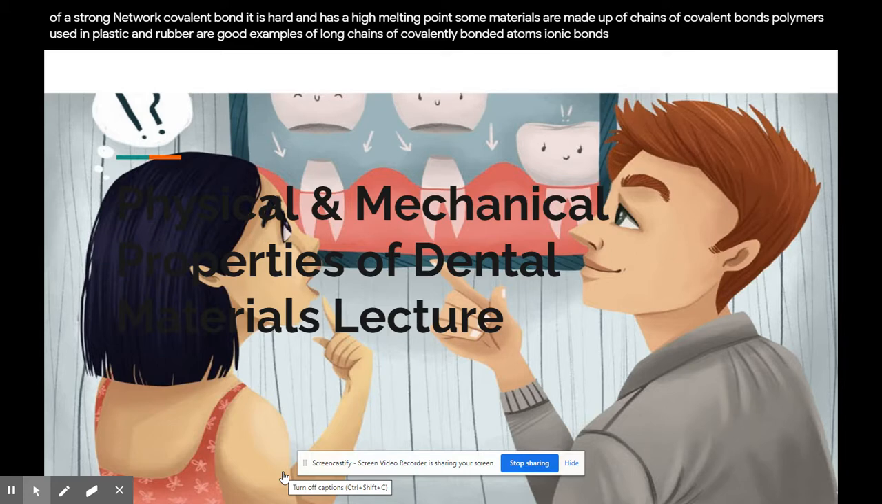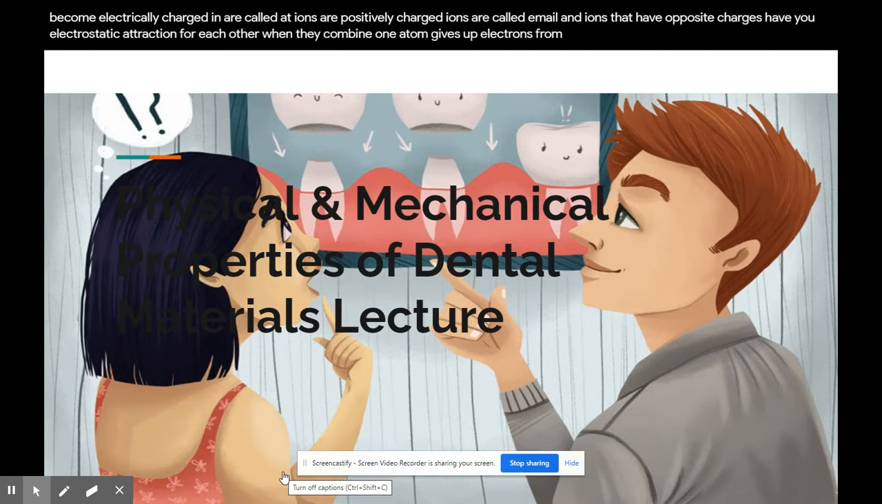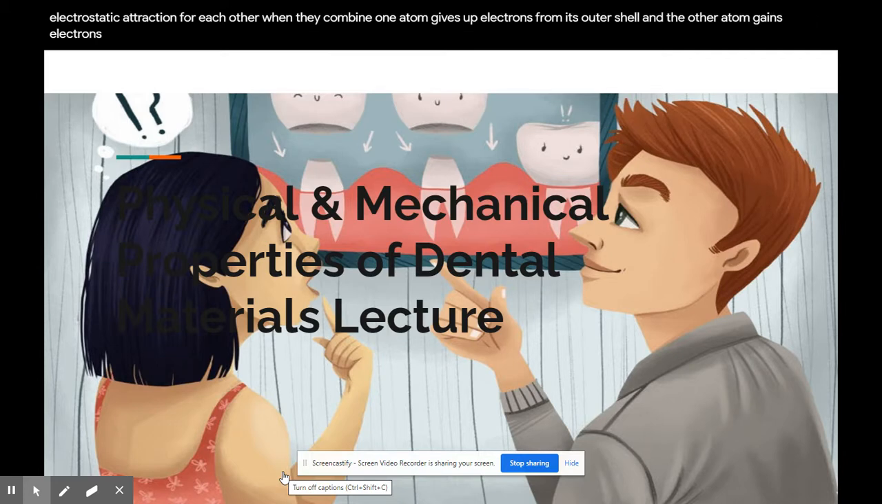Ionic bonds. When atoms gain or lose electrons, they become electrically charged and are called ions. Positively charged ions are called cations, and negatively charged ions are called anions. Ions that have opposite charges have electrostatic attractions for each other. When they combine, one atom gives out electrons from its outer shell and the other atom gains electrons. The energy that holds these atoms together to form a molecule is called ionic bonding.